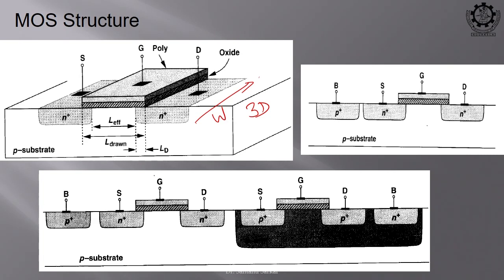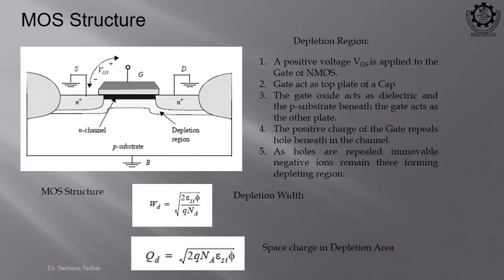Last day also we discussed that the effective length is less than the drawn length. So L effective is equal to L drawn minus twice LD. LD is the diffusion. In the source and drain region, it is very difficult to control the diffusion. Sometimes this diffusion extends inside the channel. So the effective length will be a little bit reduced, and this is for NMOS and PMOS both, and this is the formation of the depletion region.